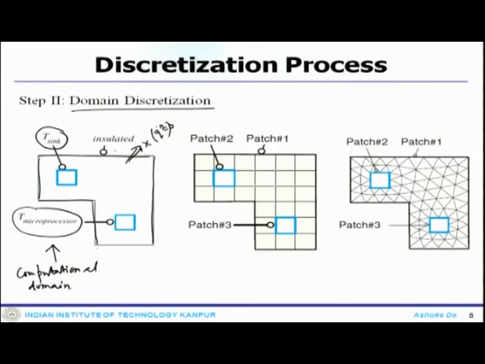This will actually take care of my physical problem at hand, because this microprocessor will be the heat generator, this guy will be the heat sink, and then I have an insulated base. So that actually takes care of my computational domain. Now the second part is the generation of the computational mesh.